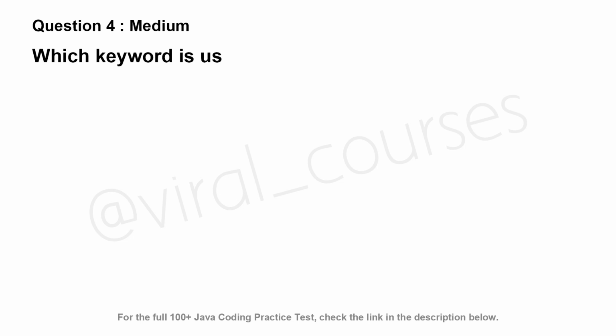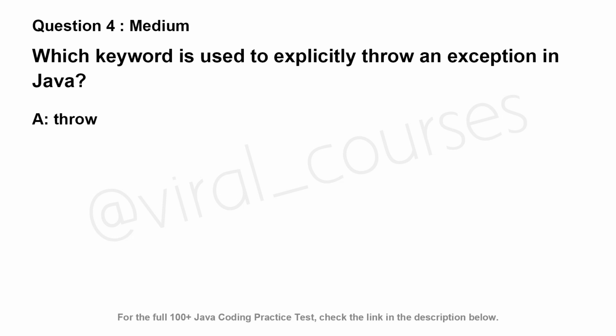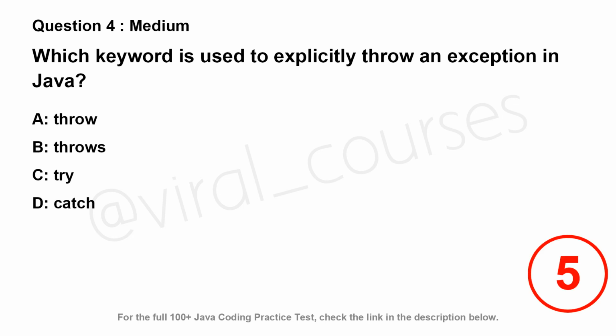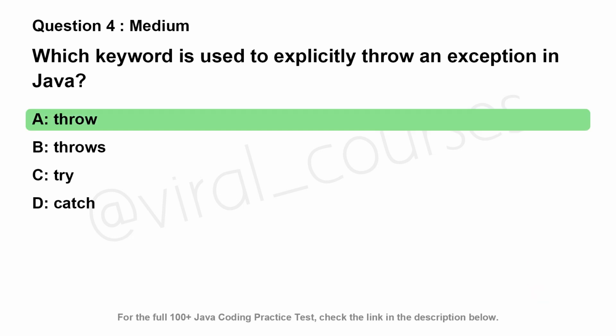Which keyword is used to explicitly throw an exception in Java? Option A, throw. Option B, throws. Option C, try. Option D, catch. The correct answer is A.